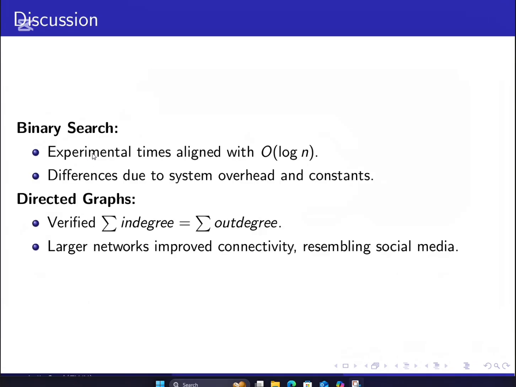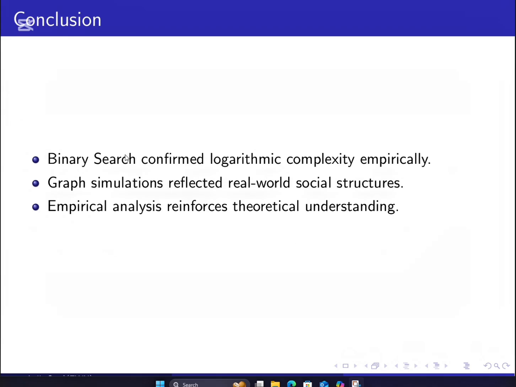Discussion. From binary search, we learned that experimental results strongly support theoretical predictions. From graph simulation, we confirmed that the sum of in-degrees equals the sum of out-degrees, as expected. Also, larger networks tended to improve connectivity, showing patterns similar to real-world social platforms like Twitter or Instagram.